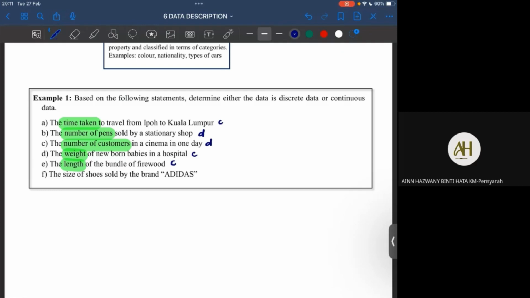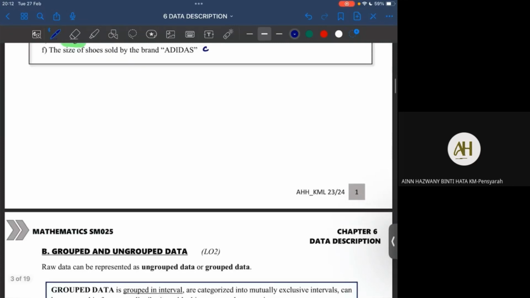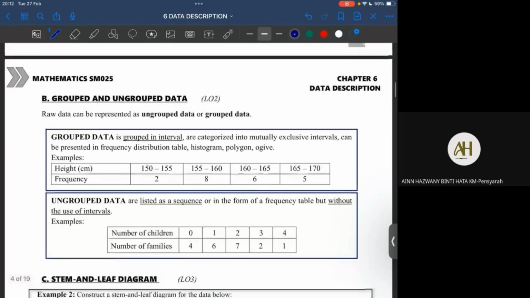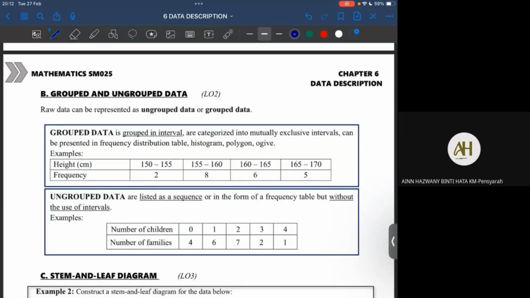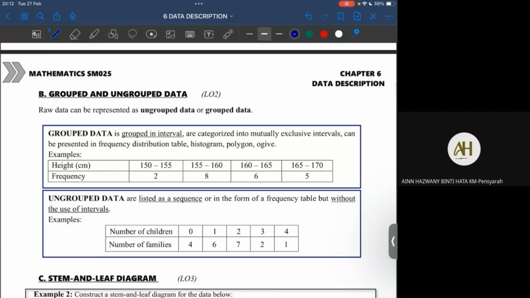The size of shoes sold by the brand Adidas. Okay, size of shoes. 1, 2, discrete ke continuous? Continuous. Okay, continuous sebenarnya. Okay, nampak macam discrete sebab kita nampak size 1, size 2, size 3, size 4. Tapi kita tahu contoh dalam satu kelas tu ada yang pakai size 1 ke 3 contoh. That's it. Okay, so next. Itu just perkenalan je lah. Okay, tak penting pun. Penting lah. Okay, abaikan.